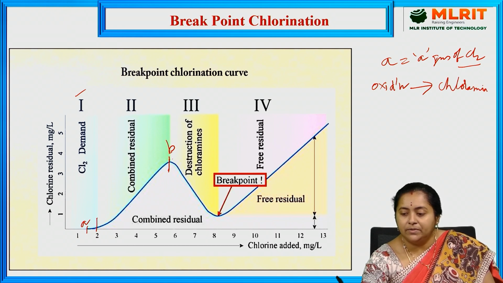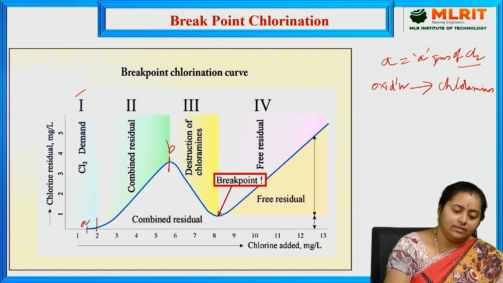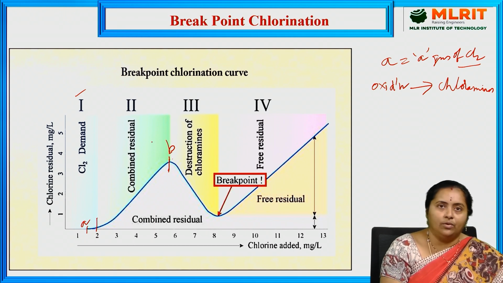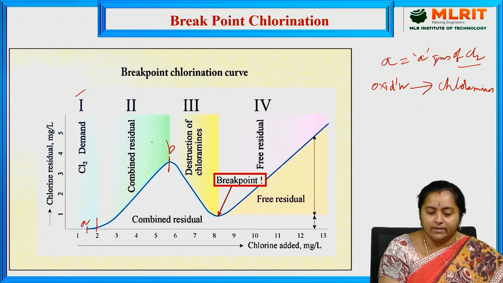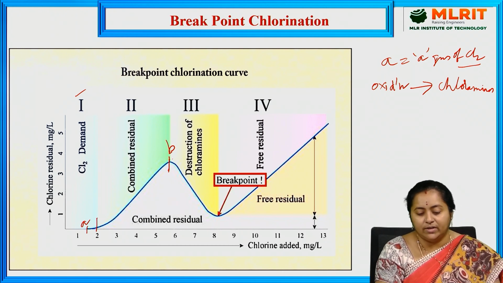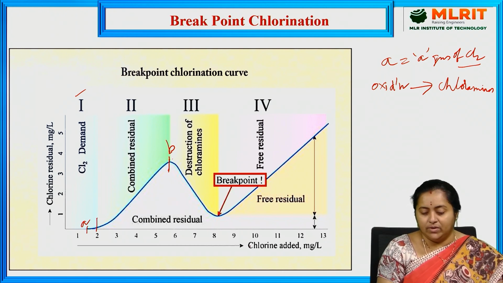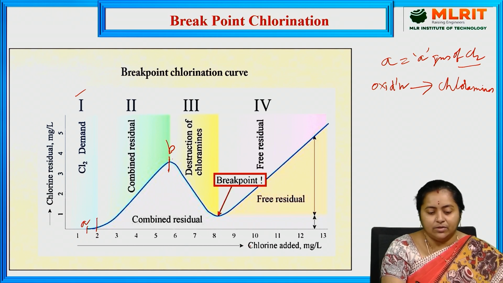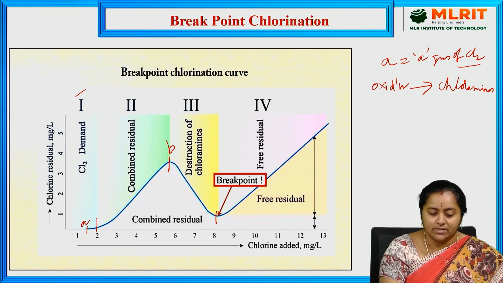Chloramines were produced in stage 2. That means up to B, formation of chloramines will take place, right? So if you notice again, you are still going to add chlorine. That means the addition of chlorine is continued. That is what this curve is explaining, right? So from B to this point, one dip we have noticed here. I am going to represent this point as C.